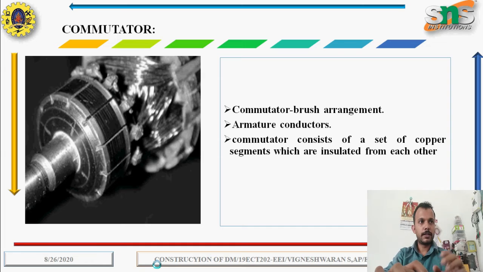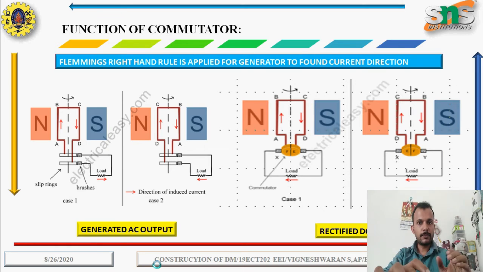Then the commutator, which we already discussed. The commutator and armature conductors consist of a set of copper segments. You can see the different segments in the rotor at the end, between the coils and the shaft. The main purpose of the commutator segments is to convert alternating current to DC current.